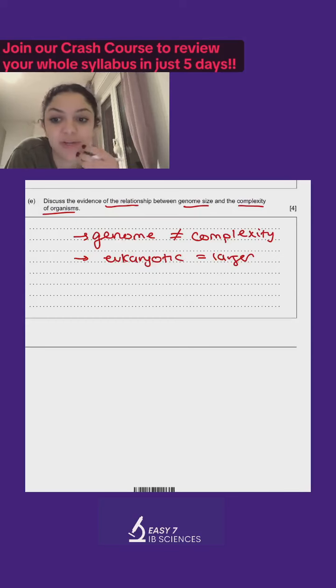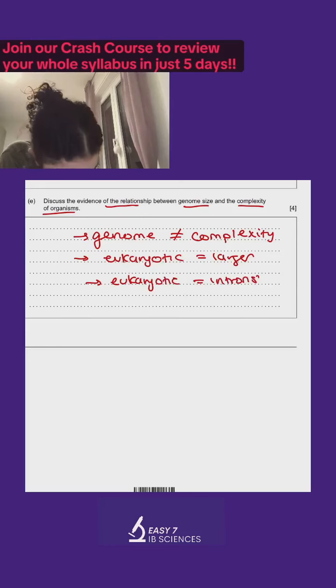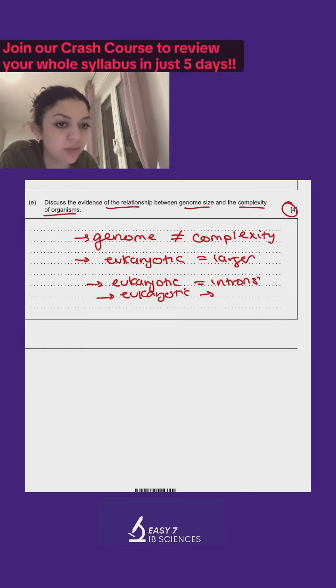Eukaryotes have introns, very good. Perfect. Good job, guys. Eukaryotic equals introns. Perfect. Not all genes are turned off. Perfect. Try to give me 2 more things because remember I told you when the question is 4 marks, try to mention more. What's introns? Ooh, good question. You guys should know what introns are.